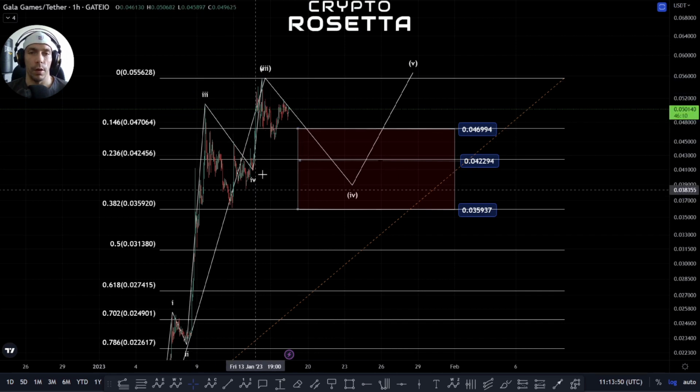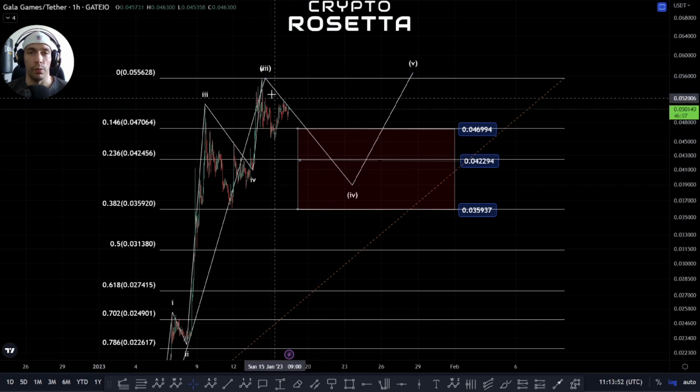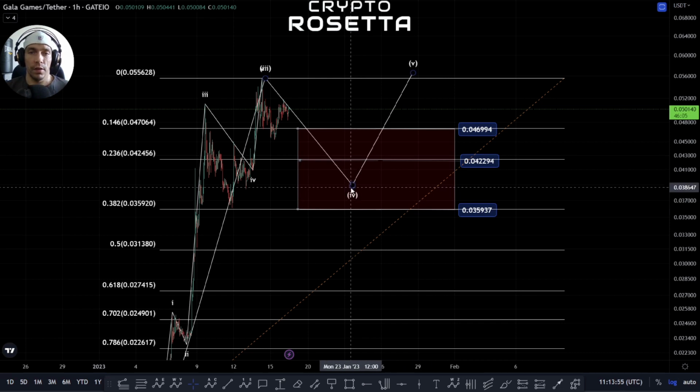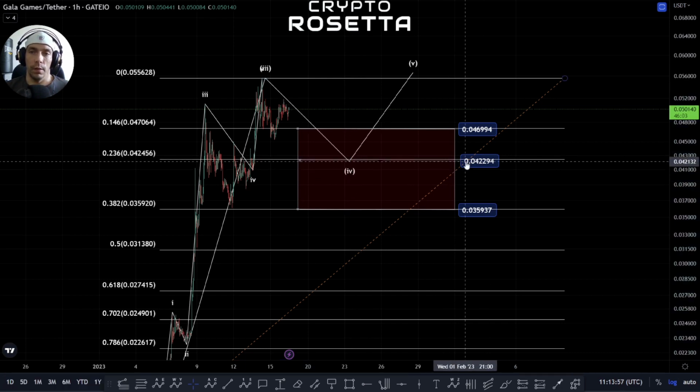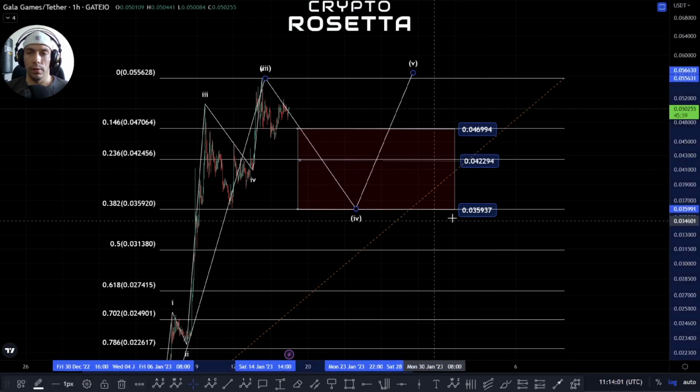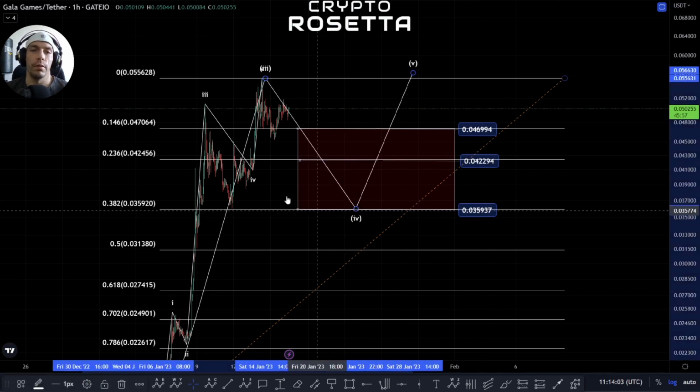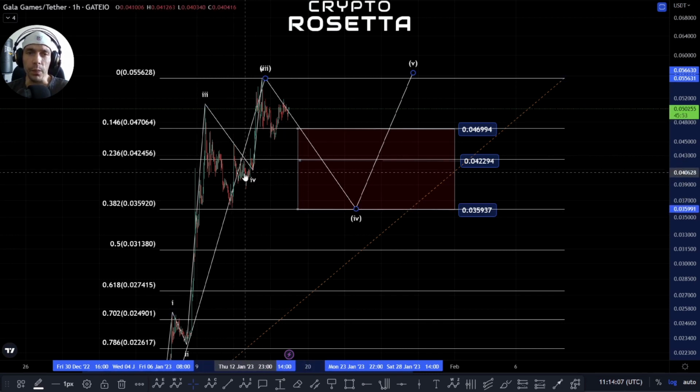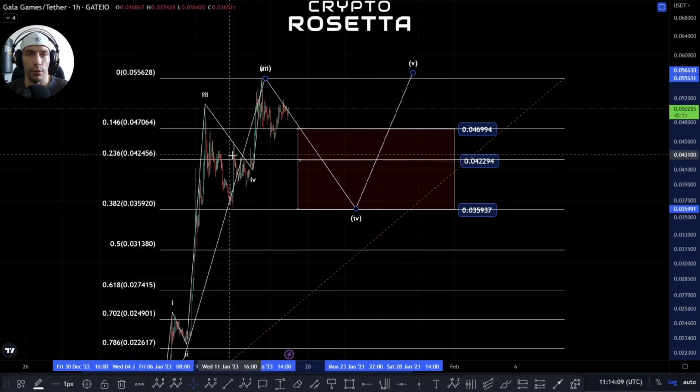So it is possible that what we see is a move come down here deeper towards either this 42294 area, or alternatively this 35937 area would actually look as a retest for this 4th wave here. So this is an interesting zone because it depends where we want to look at this move from.